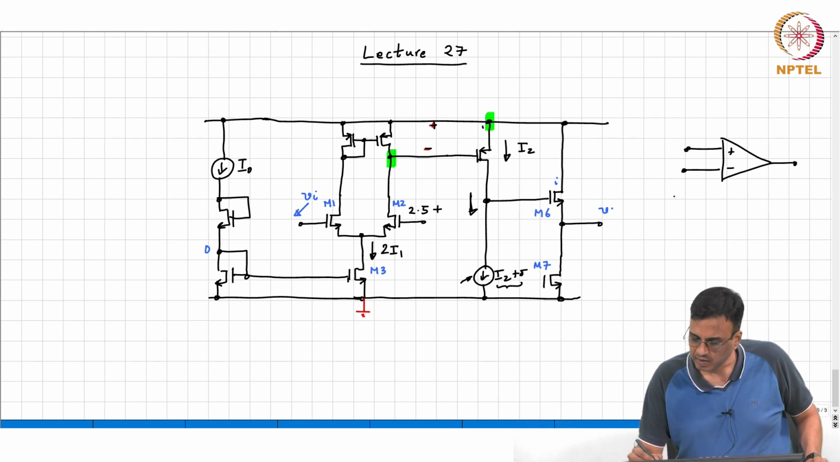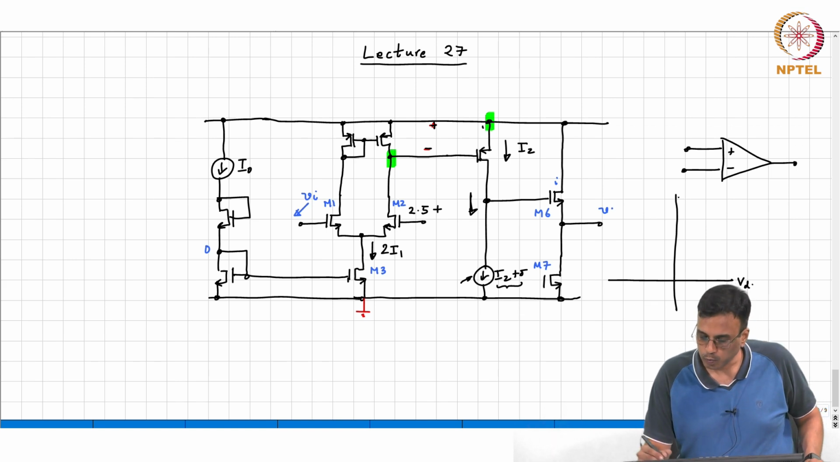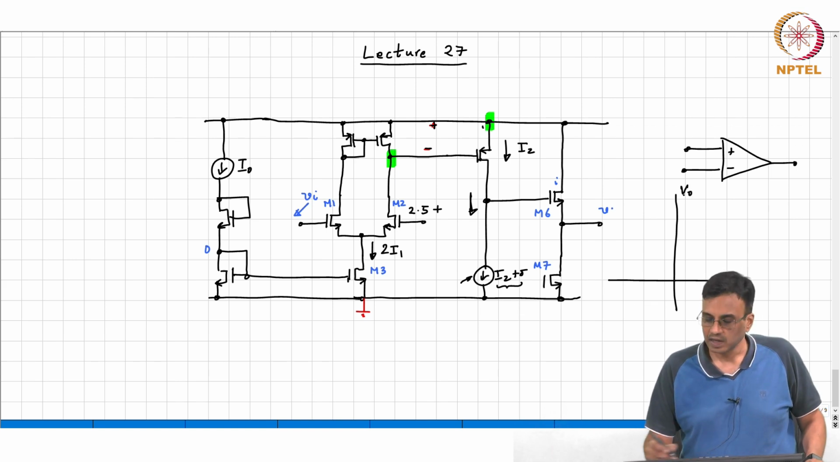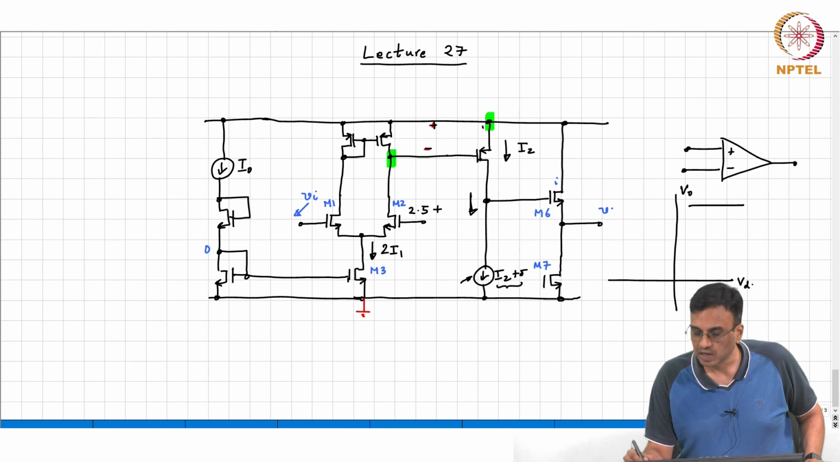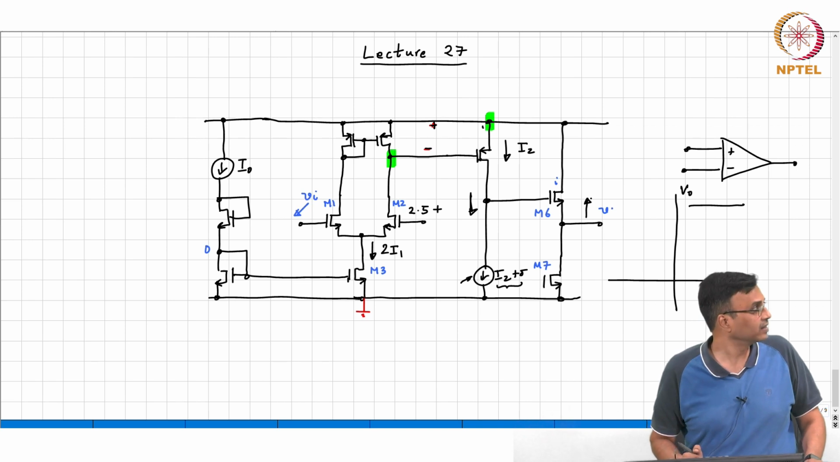So basically, the open loop characteristic: if you plot the differential input voltage Vd against the output voltage Vo, there will be a positive saturation limit. That's when this node voltage goes up. What is the highest that voltage can go to in this particular case?